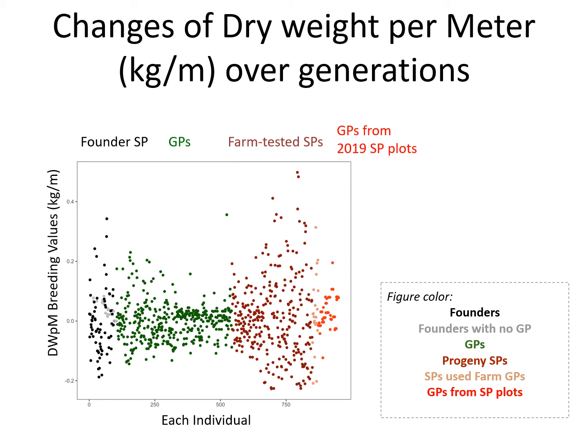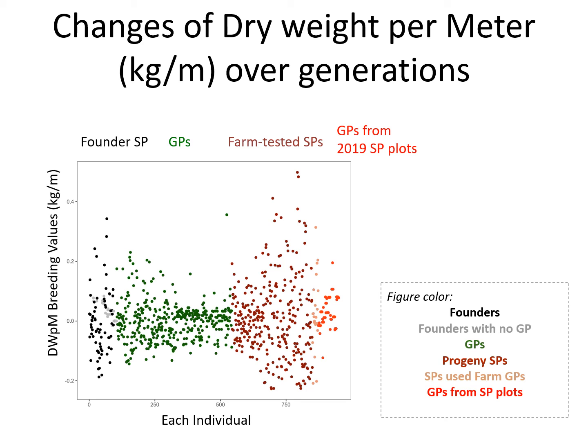Let's take a look at the breeding values for dry weight per meter over generations. The X-axis indicates 950 individuals. Each dot represents each individual. The Y-axis is the breeding value for dry weight per meter. Different generations are shown by different colors. Black is the founder sporophytes. Green are the gametophytes from founders. These are also the parents of farm-grown sporophytes, which are the dark red dots.